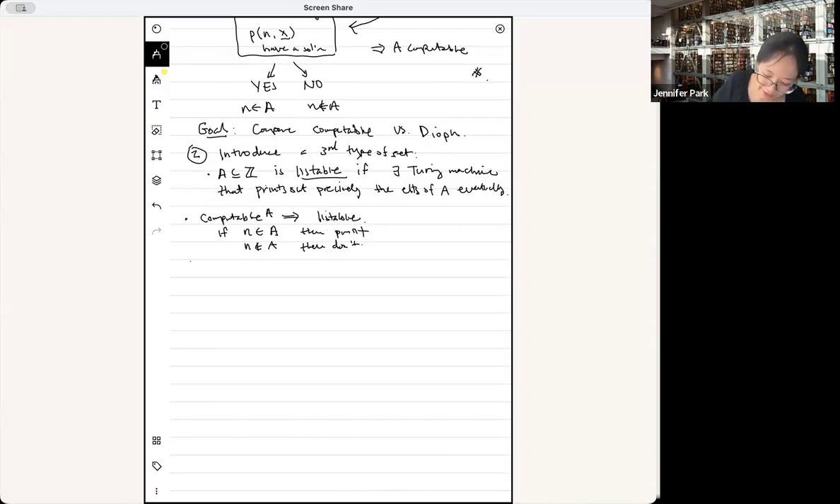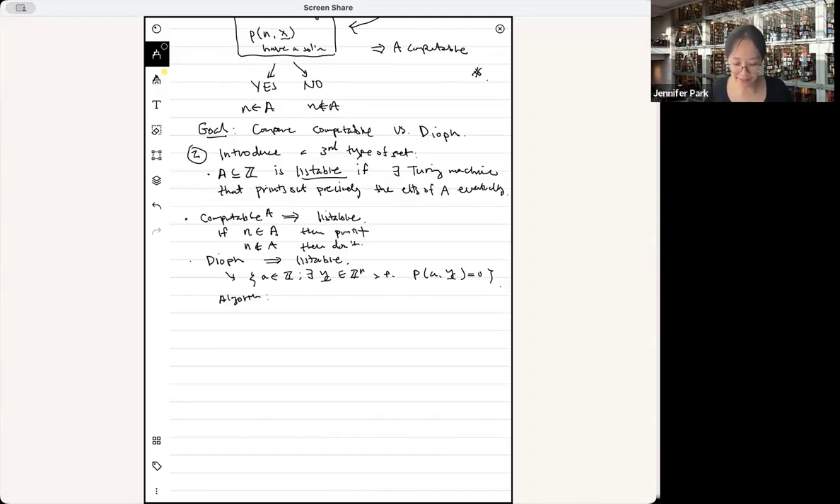Okay. And I also claim that Diophantine sets are listable. Remember that a Diophantine set is basically the set of a in Z such that there exists a bunch of integers y such that some polynomial p(a, y) is equal to 0. A Diophantine set looks like this, and the algorithm is actually kind of tricky. And this is why the Diophantine sets can't just be computable.